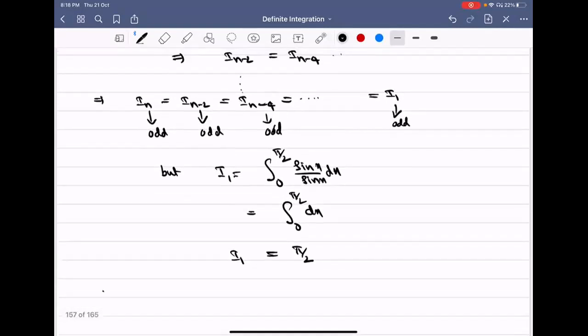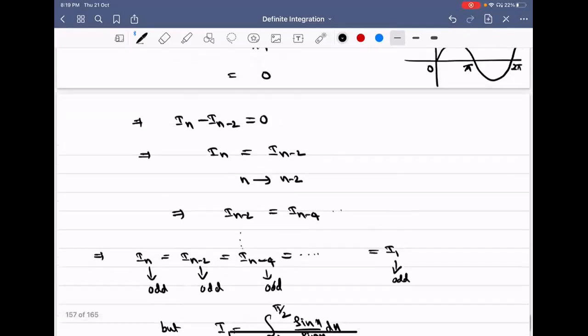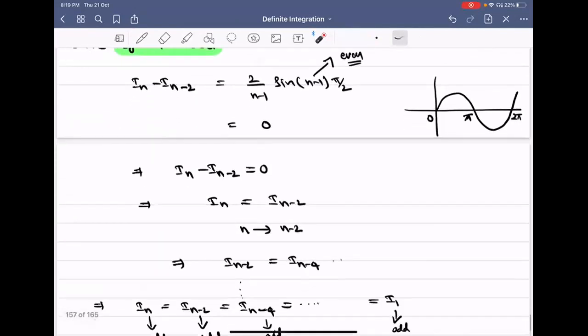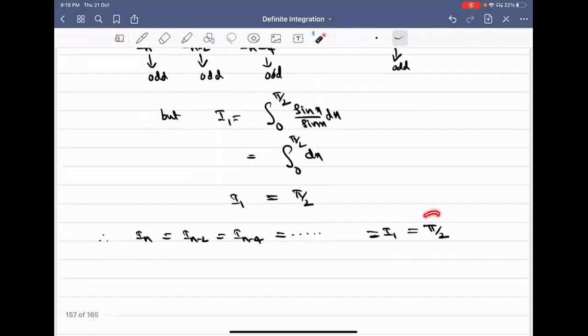Therefore, you can write I_n is equal to I_{n-2} is equal to I_{n-4} is equal to etc., is equal to I_1. All are equal to what? Pi by 2. So this is the answer in case 2, that is when n is odd. The value of the given I_n, when n is odd, is pi by 2. So this is the solution for this question.